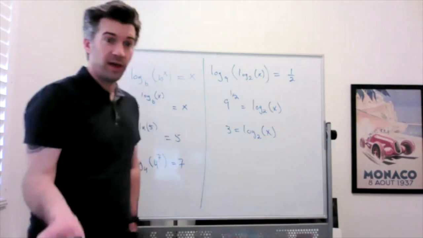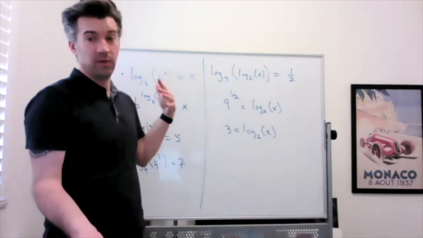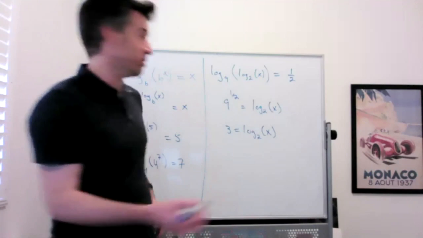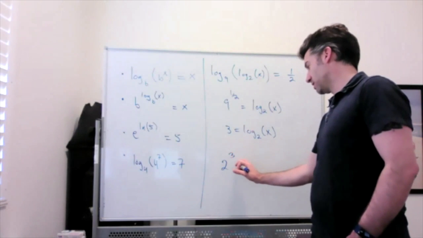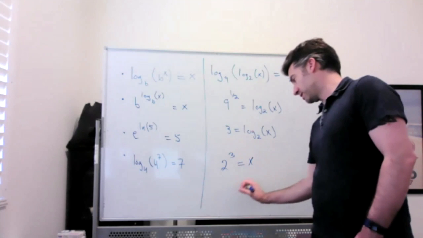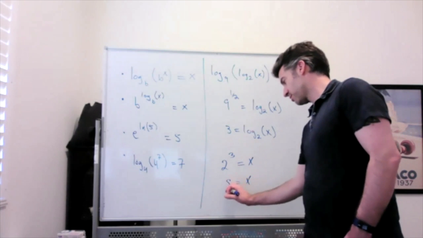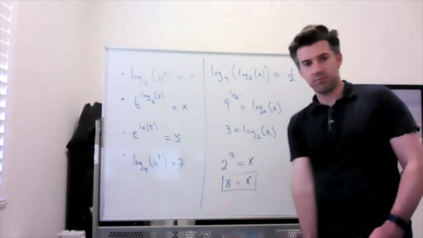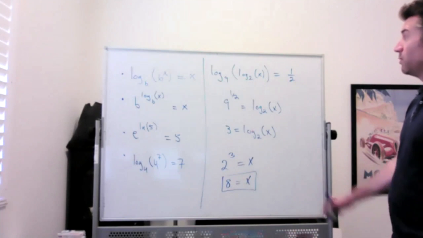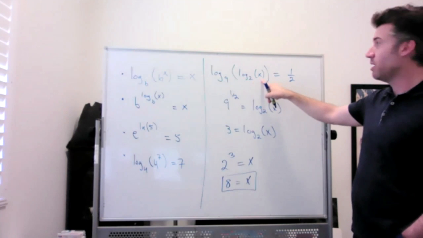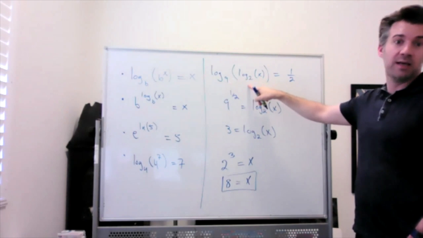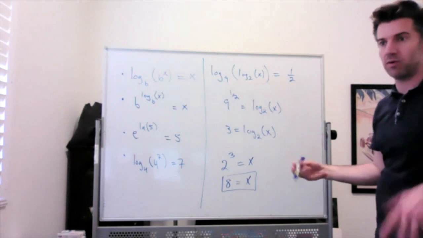And then I'm going to solve for that in the same way I just did the first part. I'm going to rewrite this as an exponential equation. My base is 2, my power is 3, and it's equal to x. So x is 8, my favorite number. And we can plug it back in if we really wanted to, right? If you plug in 8, log base 2 of 8 is 3, and then log base 9 of 3 is 1/2, because 9 to the 1/2 power is 3.